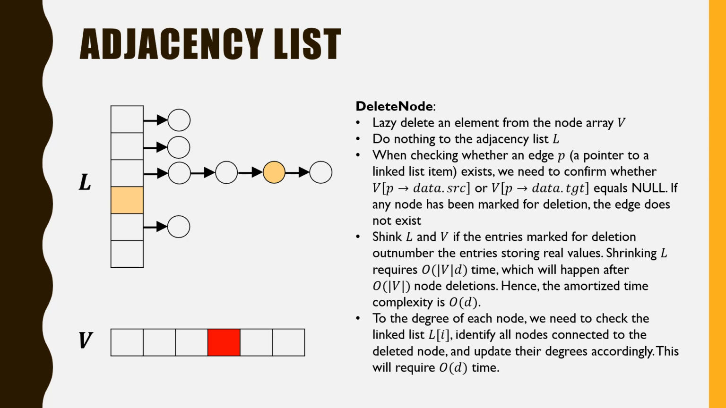To track node degrees, we traverse Li to find all neighbors reachable from node i and reduce their indegrees. To identify all neighbors that can reach node i, we maintain a reverse adjacency list, L', where L'i stores nodes that reach node i. Thus, we reduce the outdegrees of nodes contained in the linked list L'i. Traversing Li and L'i both require O(D) time. Overall, the amortized time complexity for the delete node operation becomes O(D).